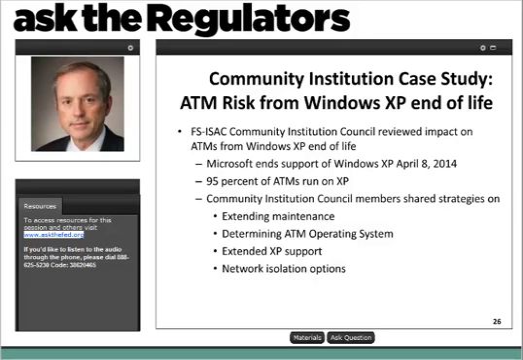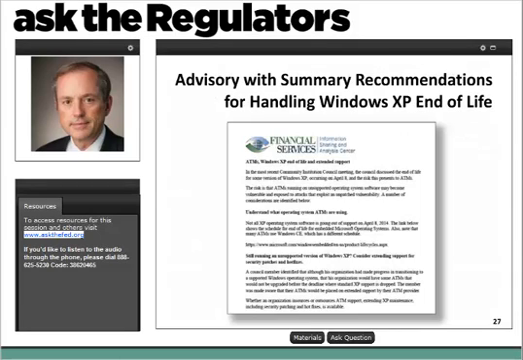The Community Institution Council members shared strategies for a number of different areas, including extending maintenance, identifying the specific ATM operating system which systems run on, and determining the risk mitigation strategy for each, extending XP support, and network isolation options to prevent potential exploits by cyber criminals. On the next slide, slide number 27, this shows how the strategies developed by the Community Institution Council were then assembled and shared with the entire FSIEC membership via an FSIEC advisory that outlined all the risk mitigation techniques that the members had come up with and shared on the Community Institution email listserver.